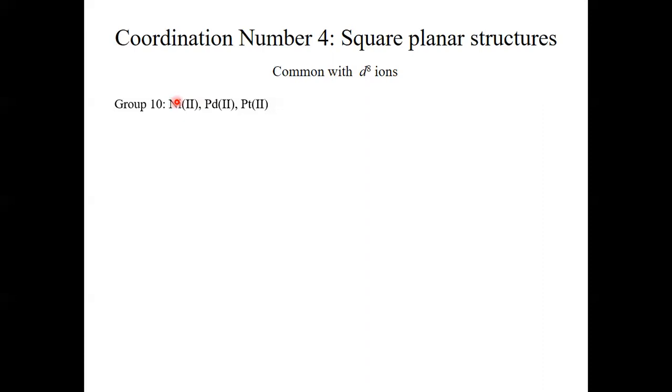Therefore, these are the d8 ions. So what are examples of nickel, palladium, and platinum complexes that are square planar? For instance, this molecule, which is called cisplatin, is a square planar complex. We have here 2 amine ligands and 2 chloro ligands binding to the platinum, whereby the amine and the chloro ligands are in cis position. So this is an important anti-cancer drug. Another example is tetracyanonickelate 2-, in which 4 cyano ligands bind to a nickel 2+ in a square planar fashion.